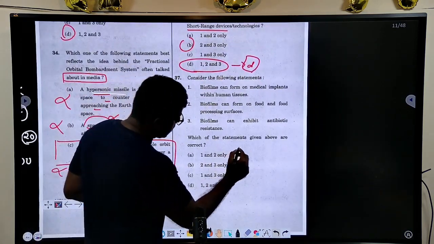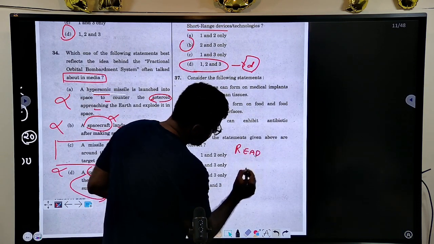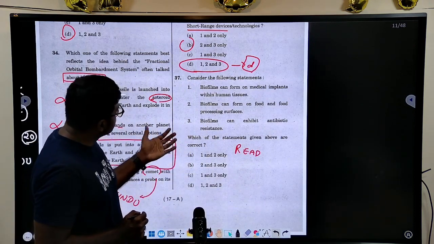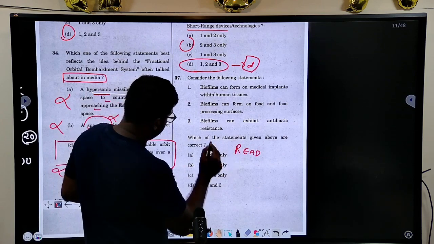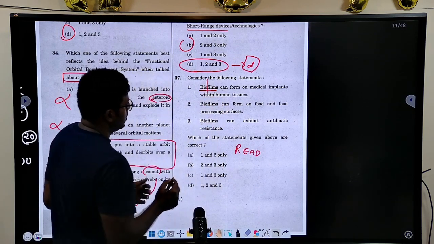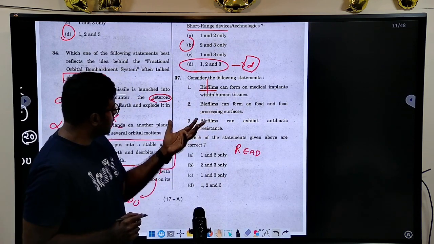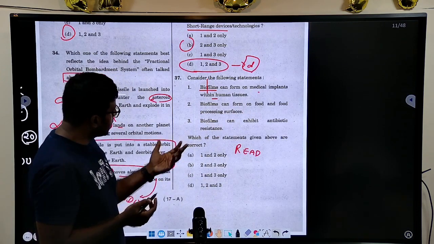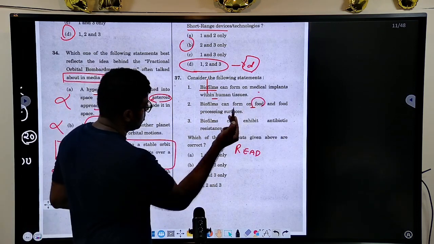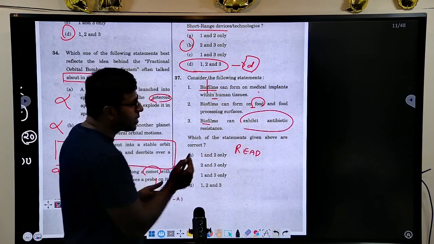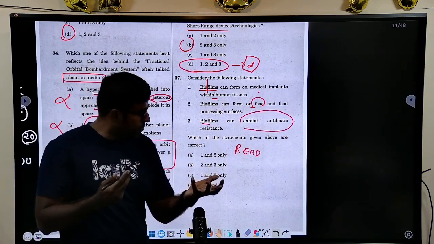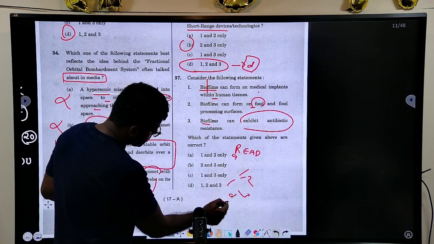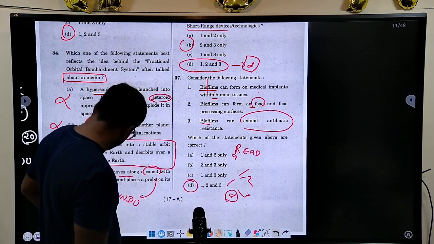And again, one more reading comprehension. Read this question and solve the question. So if you see this, biofilms, okay, biofilms, a word to note, bio something related to, okay, it can form on medical implants within human tissues, bio, right? It can form on food, bio, this is bio, okay, can exhibit. See, anything biotic may start exhibiting antibiotic resistance. Okay, 1, 2 is there, 1, 2, 3 is there. So A or D? D is the answer. Simple.